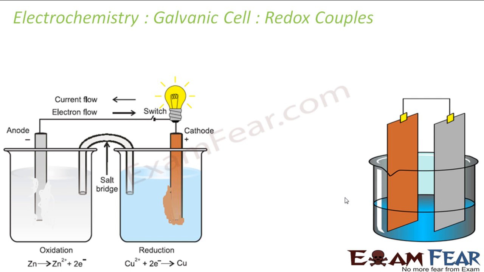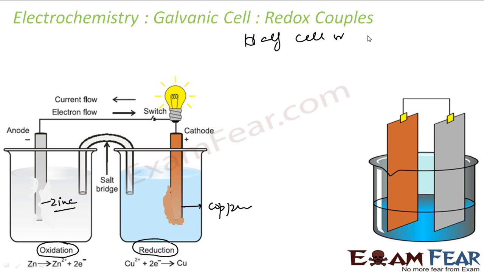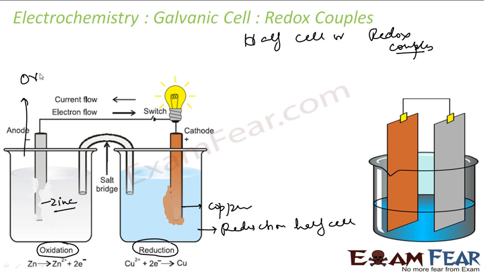So if you observe, the reaction is happening in two different parts, right? This is my oxidation half and this is my reduction half, right? The reaction occurs in two different portions. This reduction half is happening at the copper electrode. And this oxidation is happening in the zinc electrode, right? Zinc becomes Zn2+, here Cu2+ becomes copper. So these two portions of the cell are called half cells or redox couples. This copper is called the reduction half cell because here reduction is happening, and this zinc one is called the oxidation half cell.